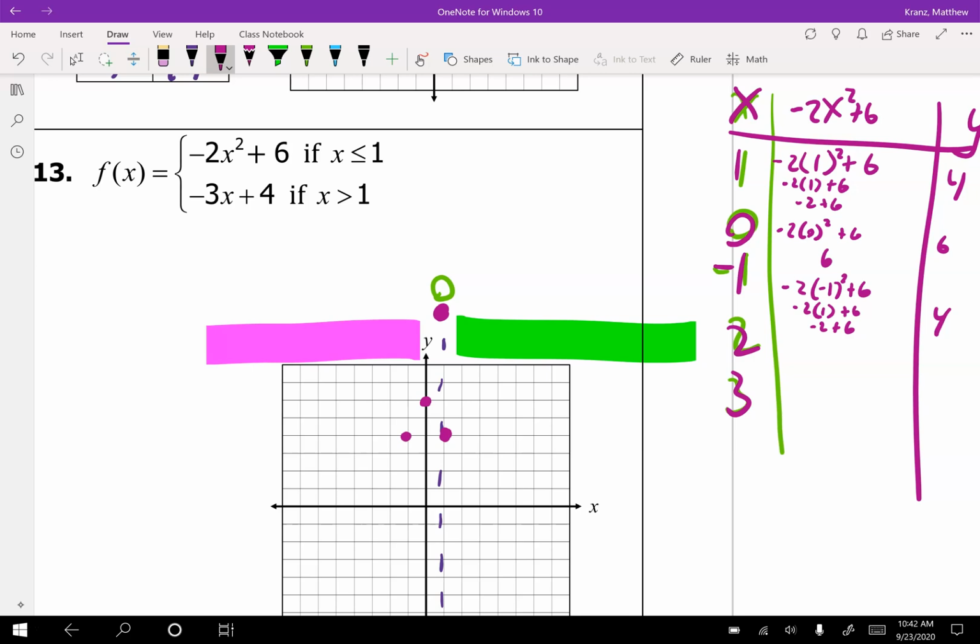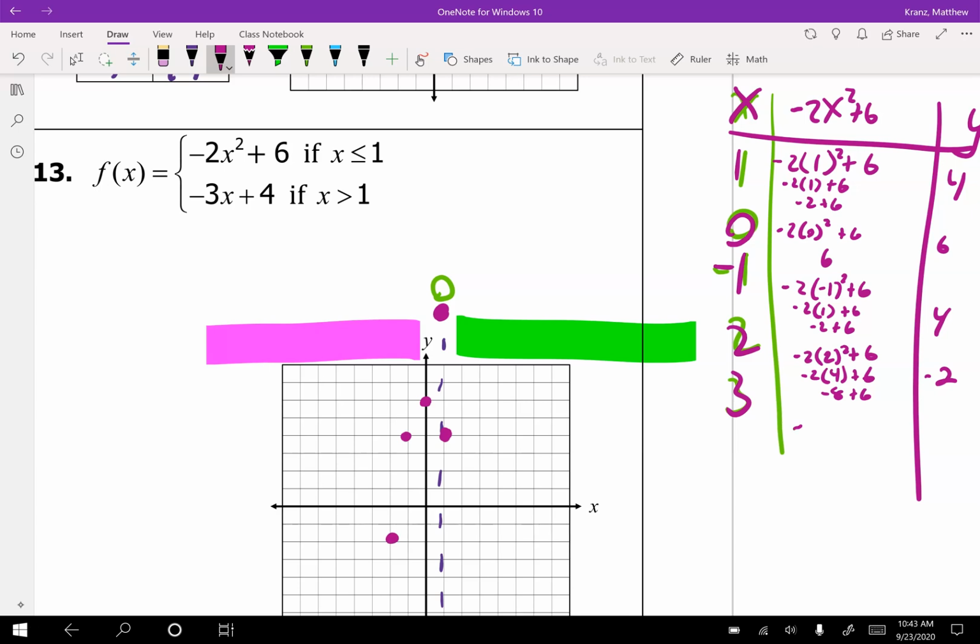So right there. 2 will be negative 2 times 2 squared plus 6. Negative 2 times 4 plus 6. So negative 2 times 4 is negative 8, plus 6 is negative 2. So that'll put me right here at 2, negative 2.